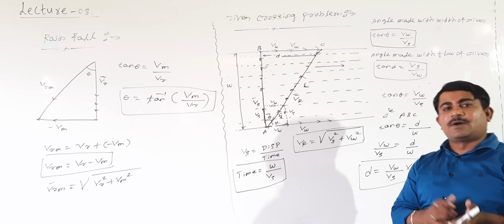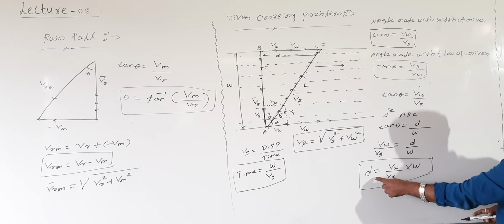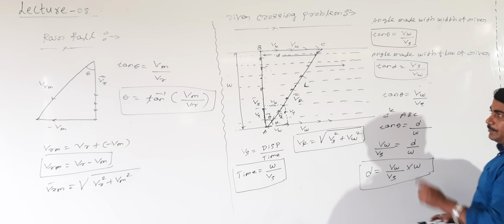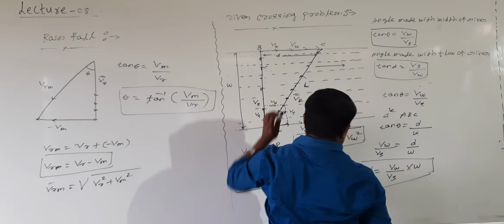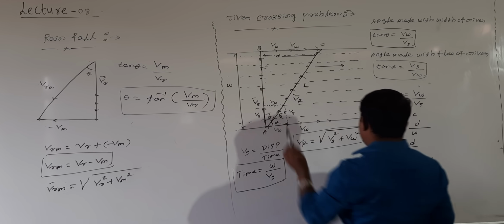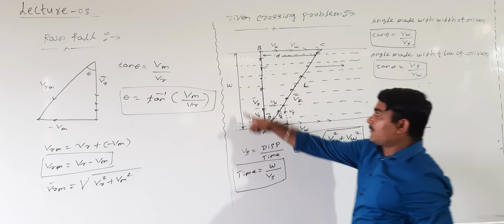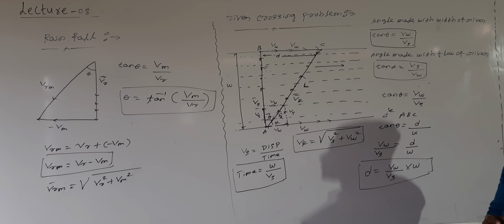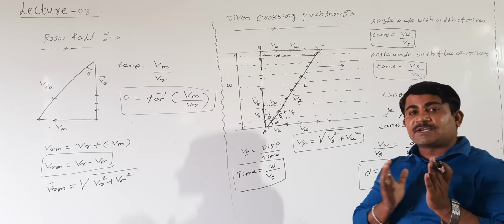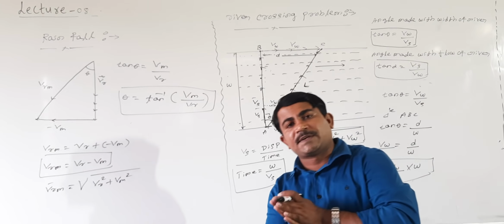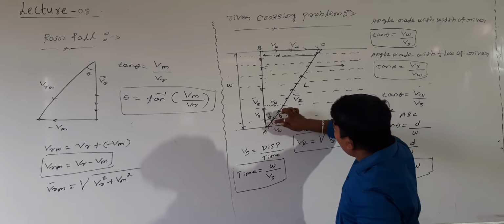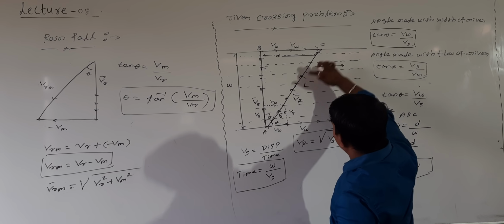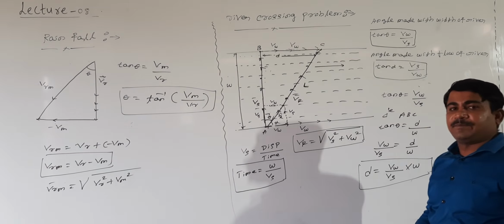Right, students. How to calculate the drift here? The drift can be calculated as D equal to Vw times W, where Vw is the flow of the river, already given, Vs is the velocity of the swimmer, and W is the width of the river. By knowing all these quantities you can calculate the drift of the person. One more physical quantity you can calculate is the longest path covered by the person. L is the longest path in this time.